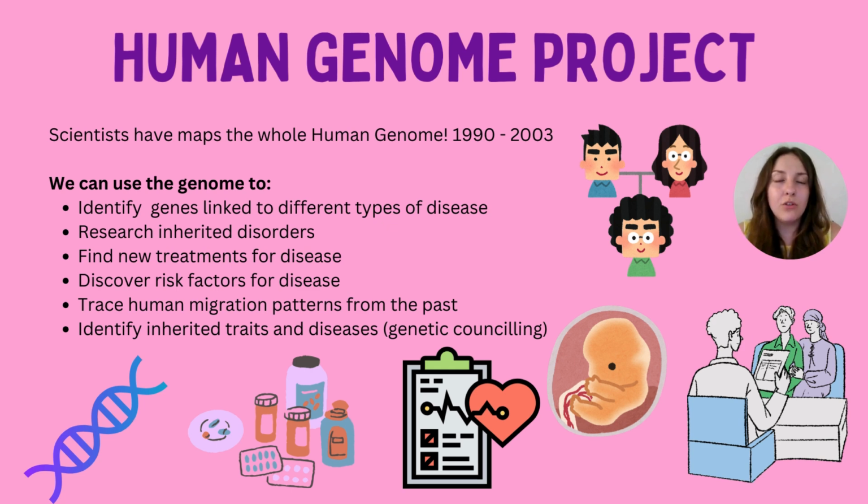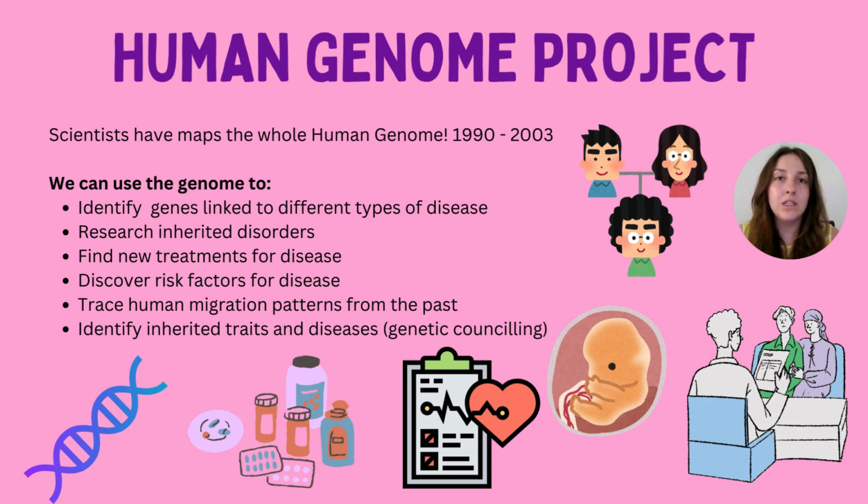So, some of the things they want you to know at GCSE is that the Human Genome Project happened at this time, but also it can be used to identify genes linked to different types of diseases, things like cancer, for example. BRCA genes in breast cancer are key examples here. We can also use it to check inherited disorders and add to the research of different inherited disorders. We can also use it to find new treatment methods for diseases as well, and also discover any risk factors for diseases.